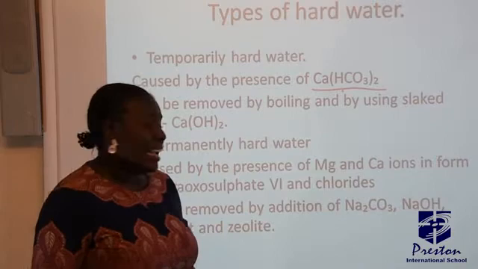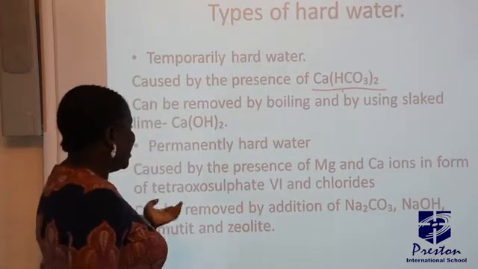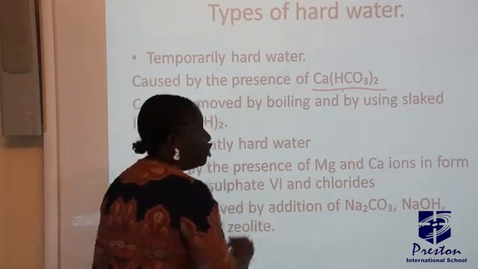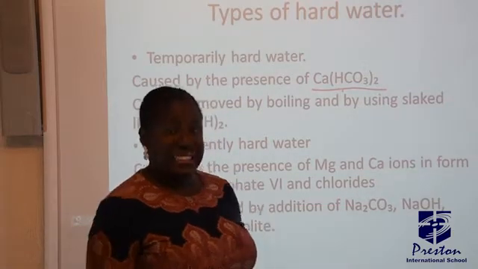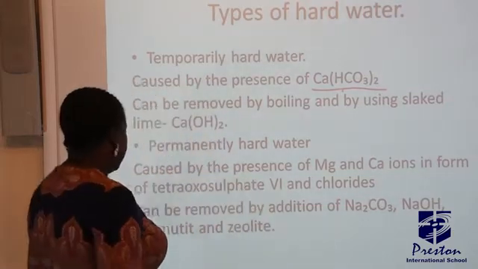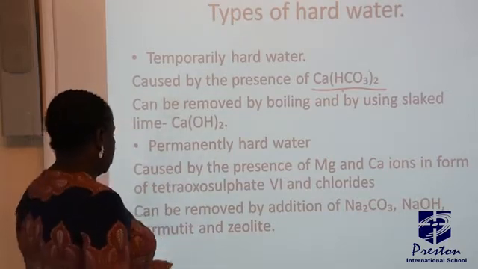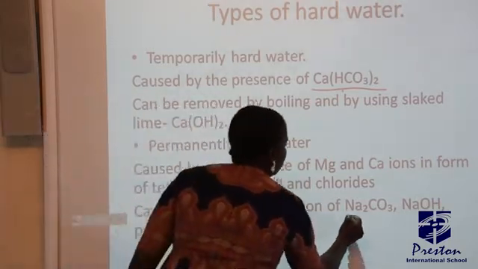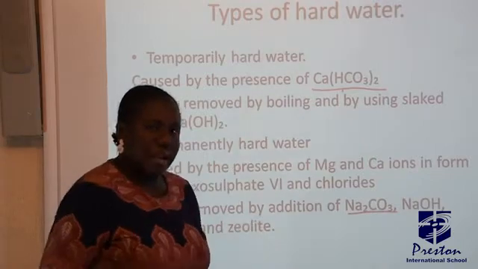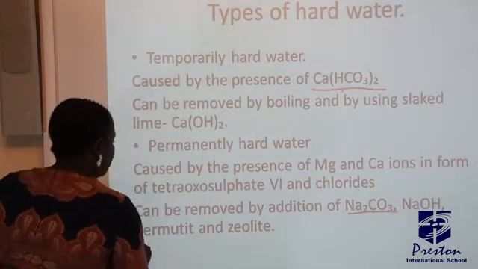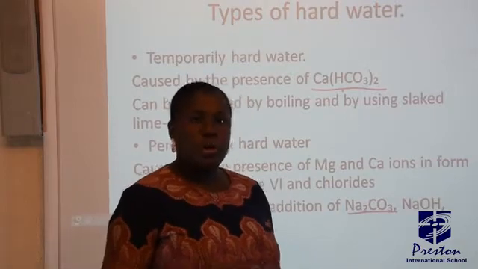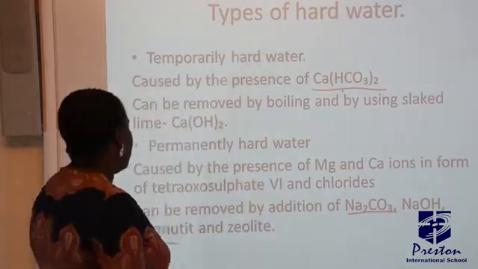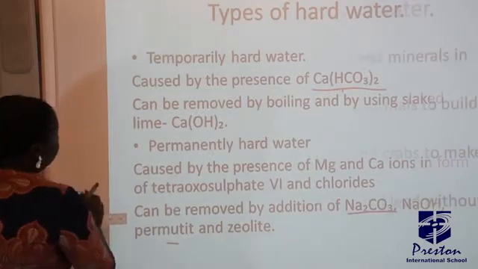The permanently hard water. This is caused by the presence of magnesium and calcium ions in the form of tetraoxosulfates or chlorides in a sample of water. And to treat this, you can add your washing soda, sodium hydroxide, or you can use the permutit and zeolite. These are ion exchange resins. There's a way we go about it to remove the permanently hard water.